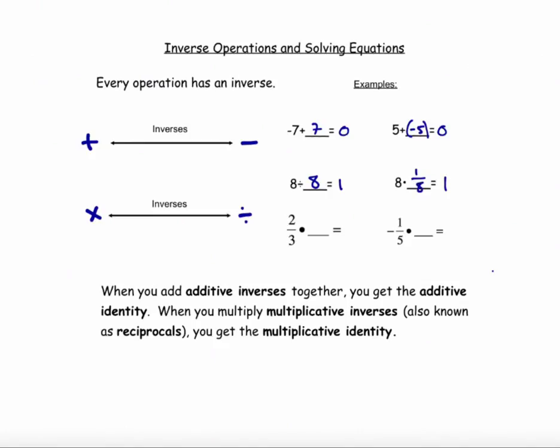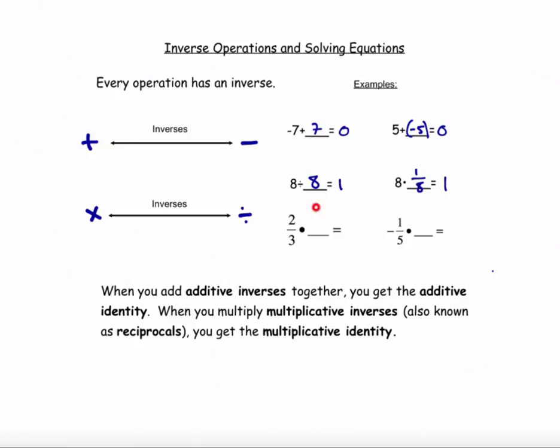And that's what I really want to focus on for a moment here. And I want to draw your attention back to the bottom of the screen that says, when you multiply multiplicative inverses together, also known as reciprocals, you get the multiplicative identity. Multiplicative inverses are numbers that when you multiply them together, you get 1, right? 8 multiplied by 1/8 is equal to 1. 1 is called the multiplicative identity. Why is it called the multiplicative identity? Because when you multiply 1 by any number, you get that number itself.